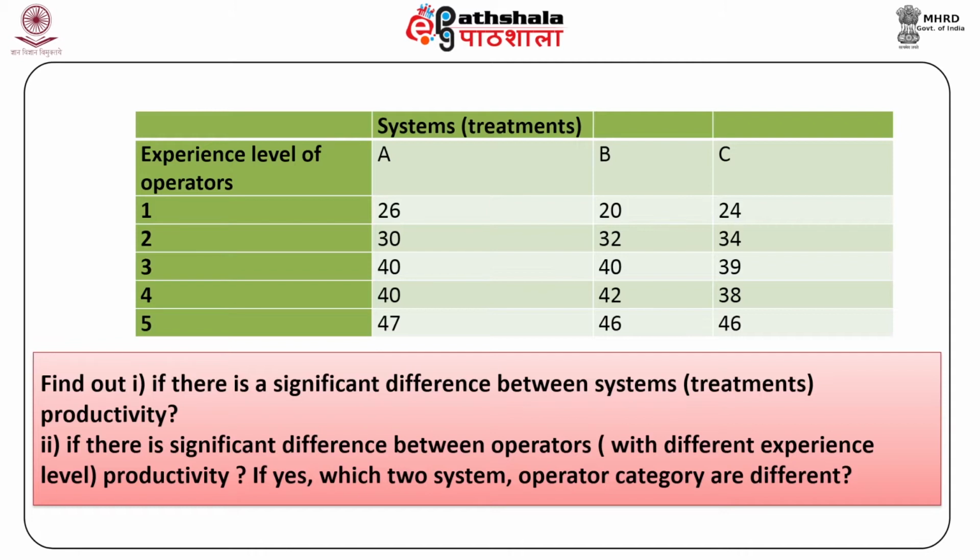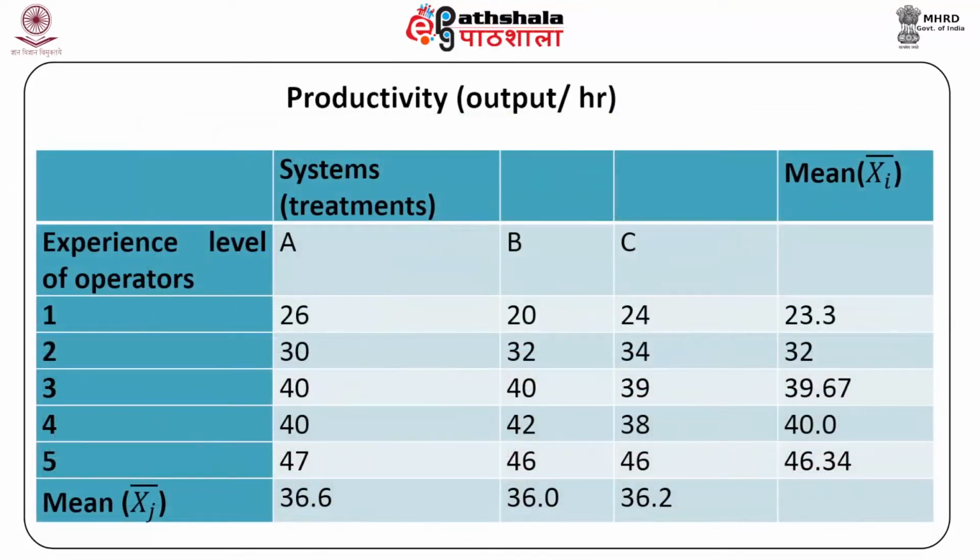So we have productivity, which is measured as output per hour, and we have the experience level of operators from 1 to 5, and we have the system treatments A, B, C, and the values 26, 30, 40, 40, 47, etc. are nothing but their productivity, which is output per hour. The question is, find out if there is a significant difference between systems, which means treatments, in productivity, or also if there is a significant difference between operators with different experience levels and their productivity. If yes, which two system or operator categories are different? Now this is what we have to do. So what is the solution?